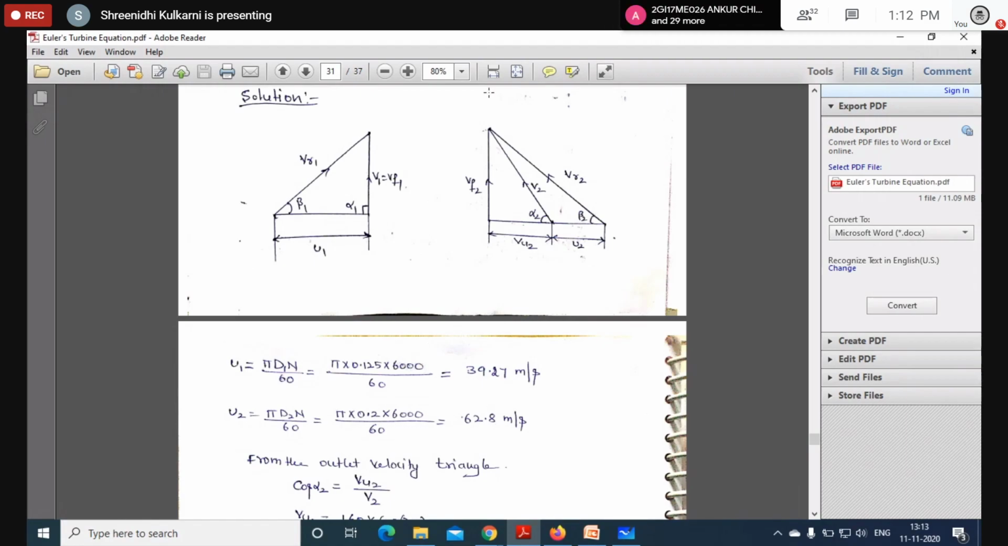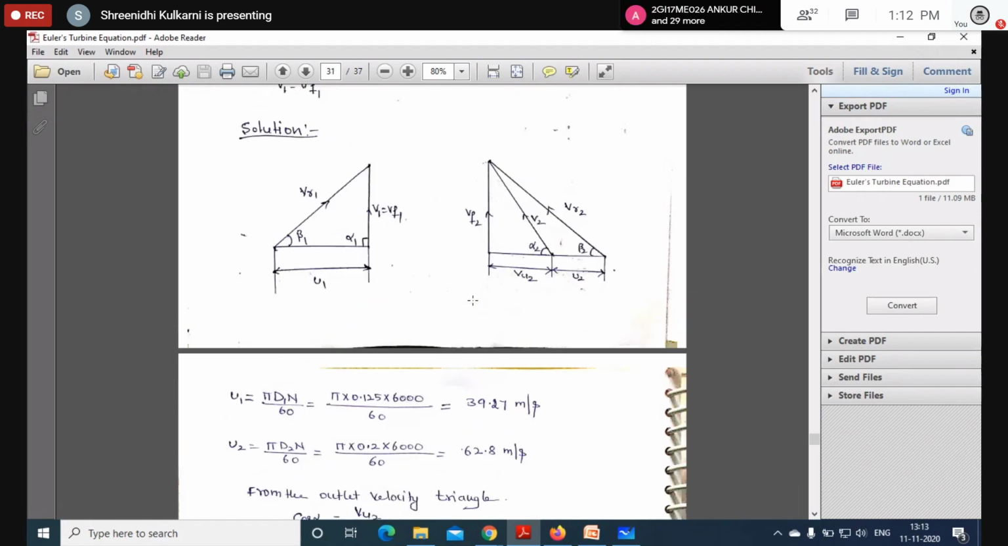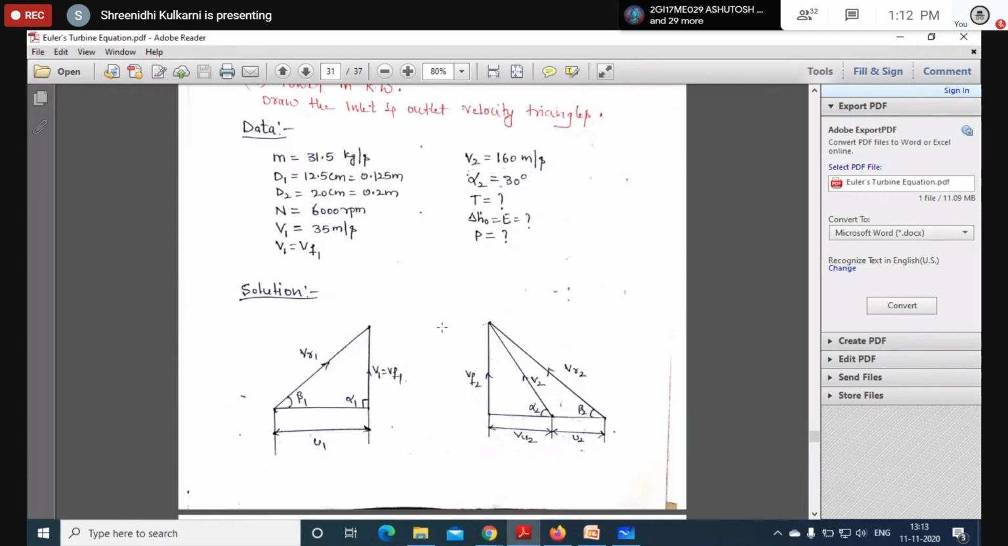Completed. If you get any doubt about drawing the velocity triangle, you can ask.